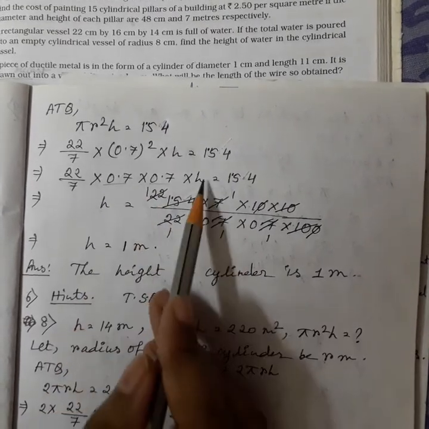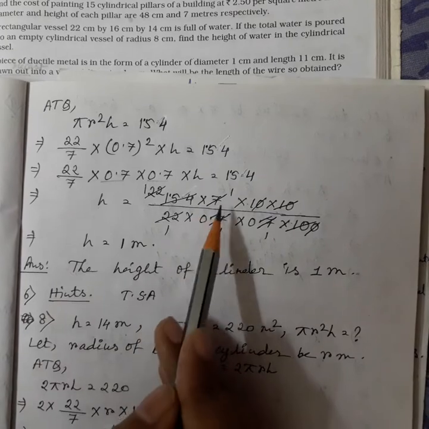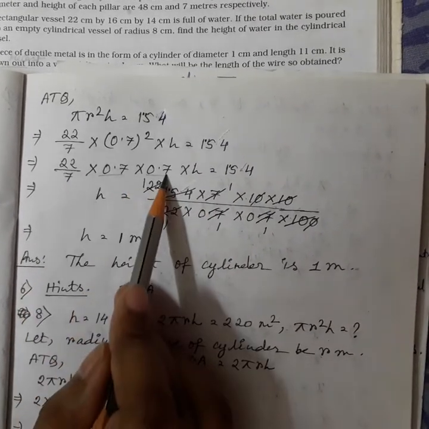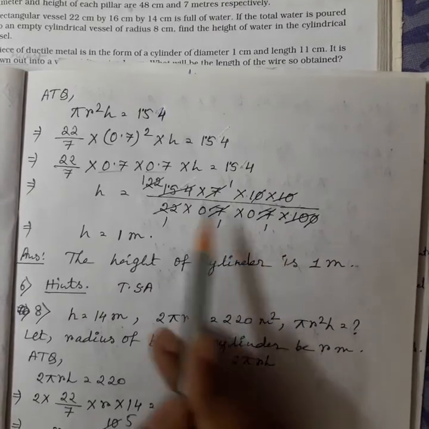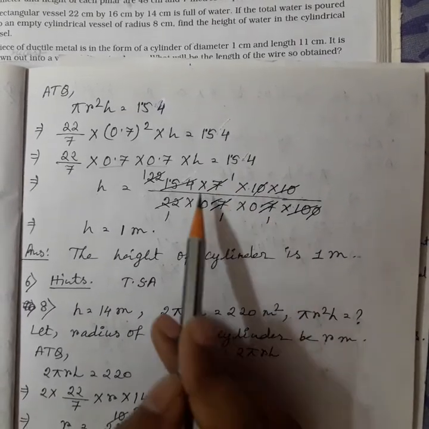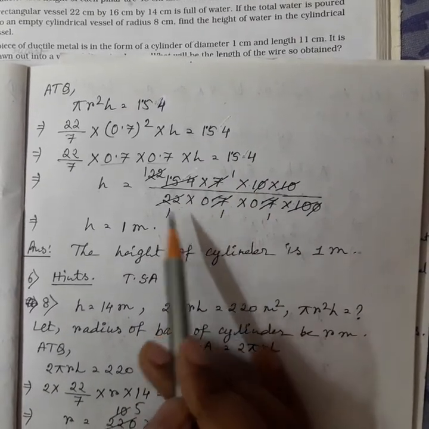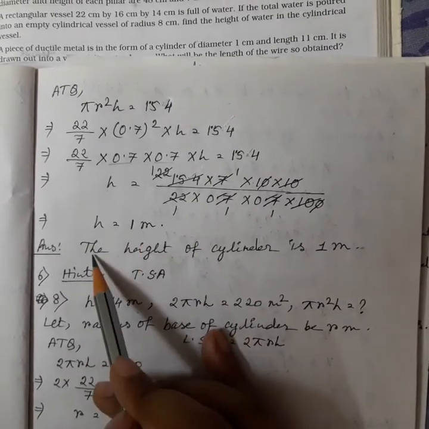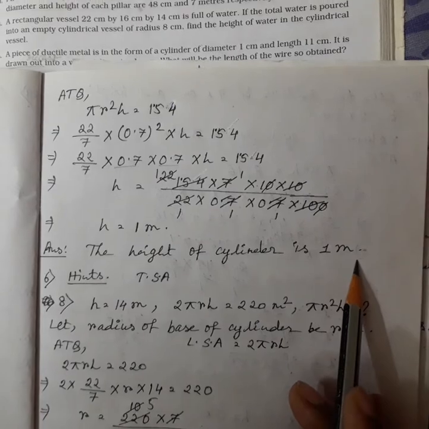So h equal to, that denominator will come in numerator and the numerators 22, 0.7, 0.7 are coming in denominator. Then eliminate the point and do the cancellation yourself. Then h equal to, coming after doing cancellation, 1 meter. So the answer will be the height of the cylinder is 1 meter.